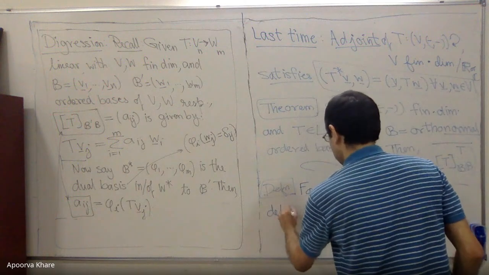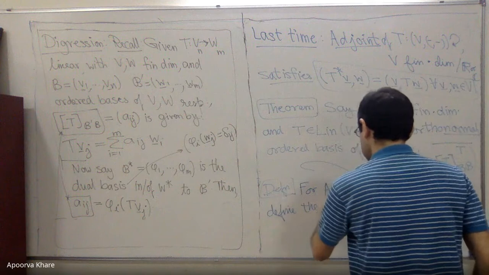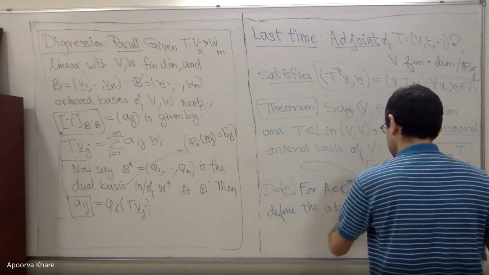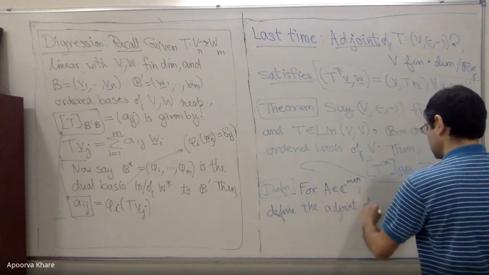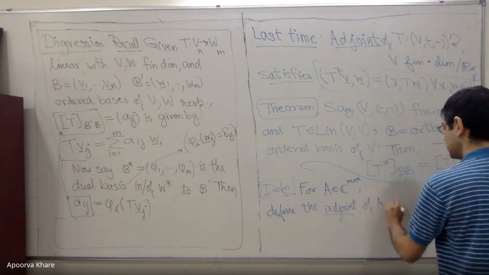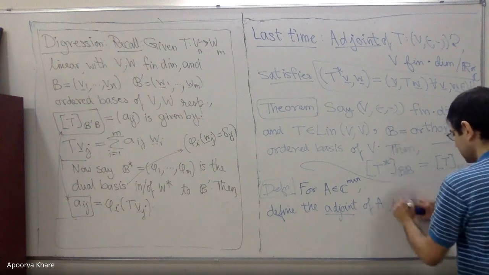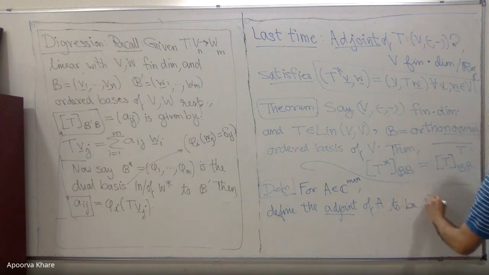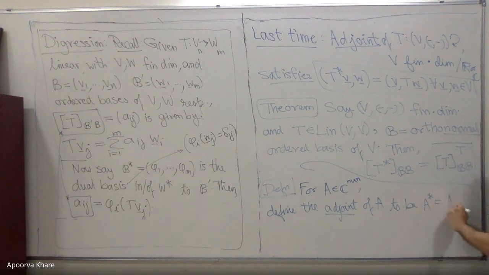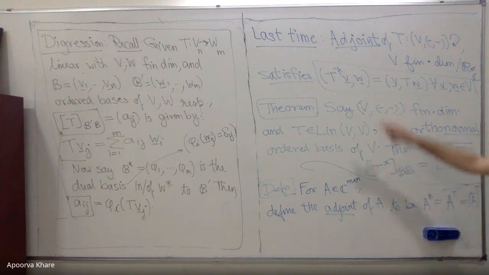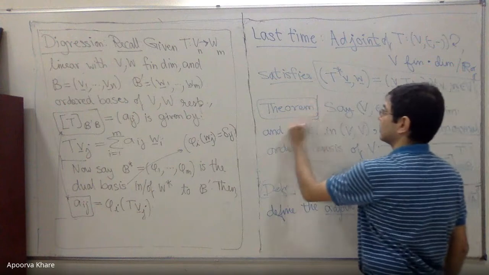Define the adjoint of A to be, you get the idea, it is exactly this matrix. This formula: A* equals A transpose bar. You could also just take A bar and then transpose. It doesn't matter, right? It's the same answer. Okay, so this is the definition arising from this theorem.